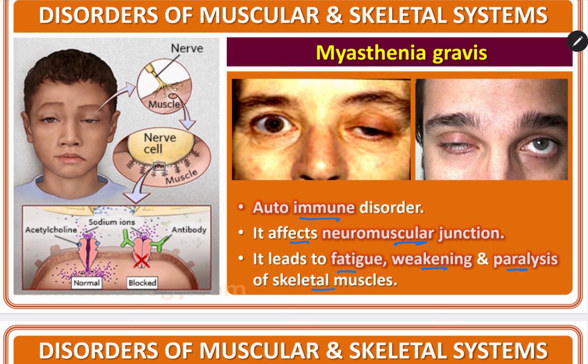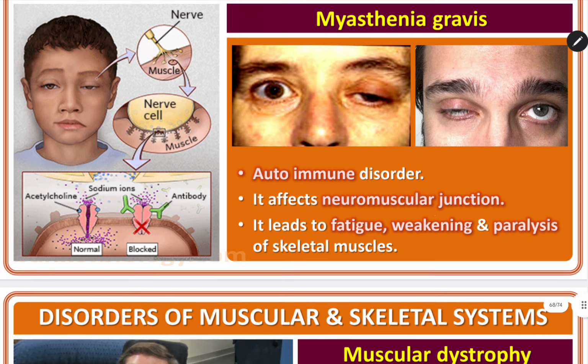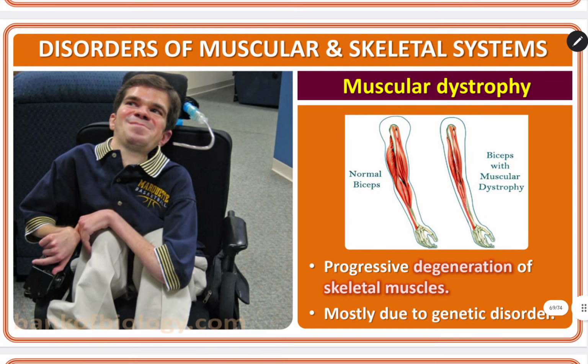You can see nerve connected to muscles, and in a normal one, acetylcholine is produced, but here antibodies are there and it is blocked. It is an autoimmune disorder. Myasthenia gravis. Second is muscular dystrophy. Muscular dystrophy, it is a progressive degeneration of skeletal muscles.